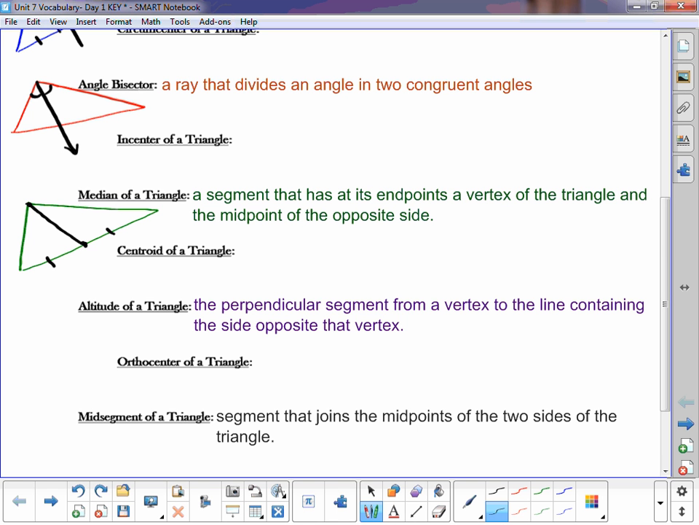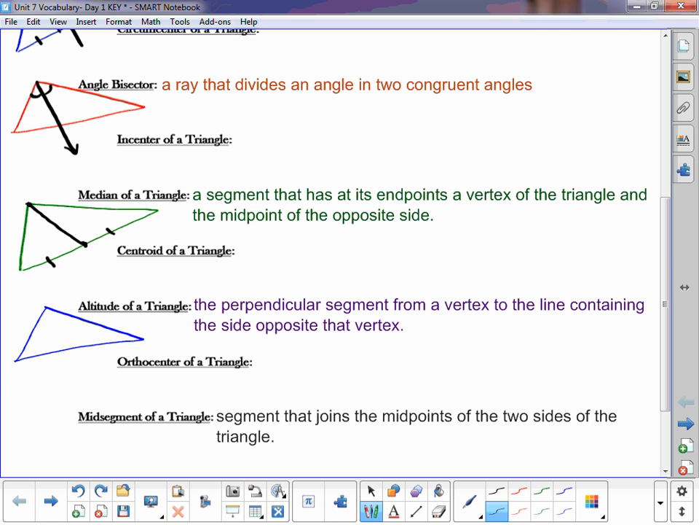All right. How many medians can I draw in a triangle? 3. How many angle bisectors can I draw in a triangle? 3, because there's only 3 angles. All right. Next we have altitude. So it's the perpendicular segment from a vertex to the line containing the side opposite that vertex. Once again, let's draw a triangle, whatever triangle you want. All right, so we see it has to be perpendicular. And it has to go from a vertex to the side opposite.